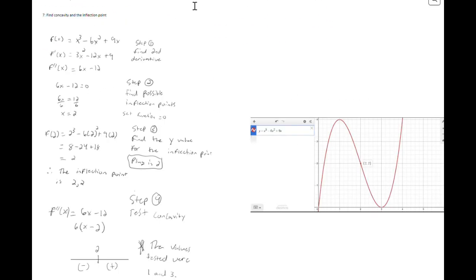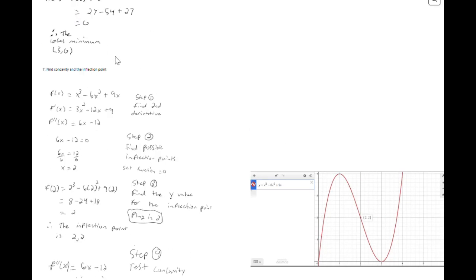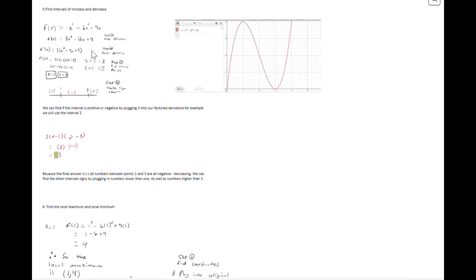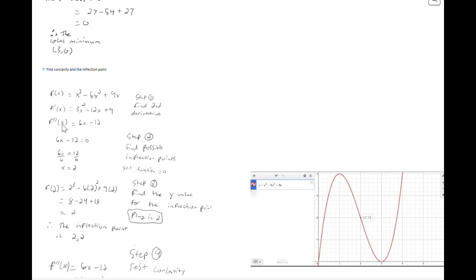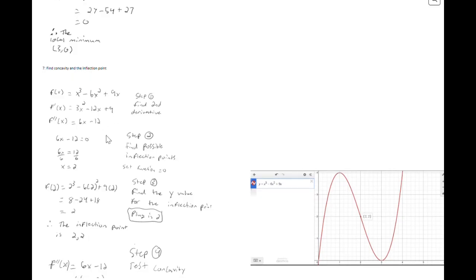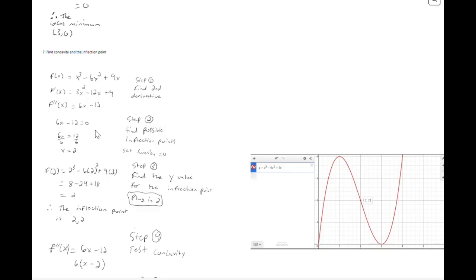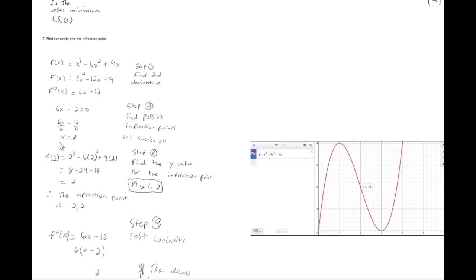Now, let's find concavity and our inflection point. After we take the first derivative, as we've seen up here in this earlier question, we can take another derivative of that, which is our second derivative. Now that we have our second derivative, let's look for possible inflection points. So we set the function equal to 0 and solve for x. So x now equals 2.